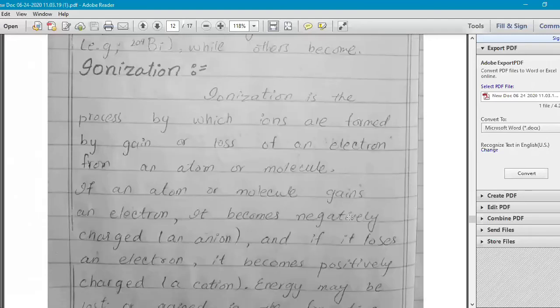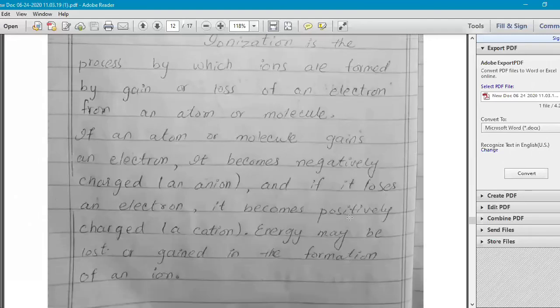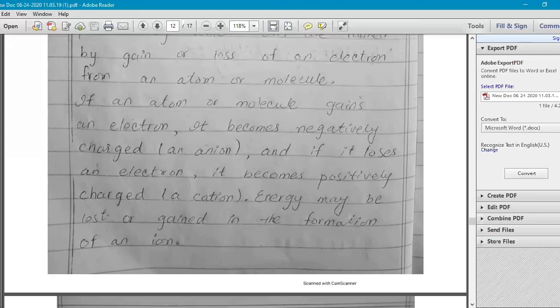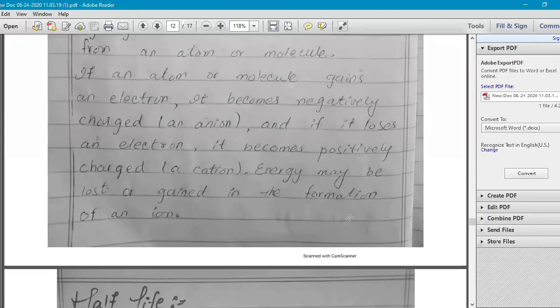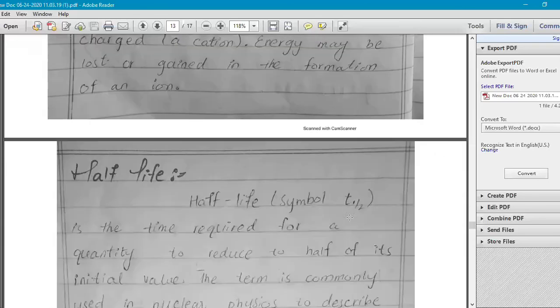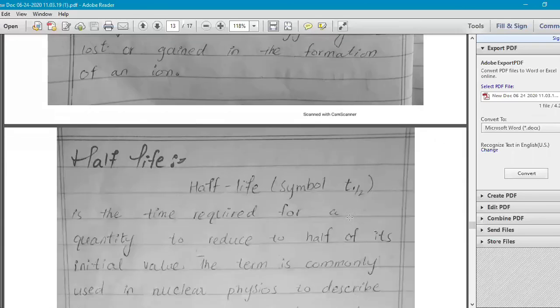Ionization is the process by which ions are formed by gain or loss of an electron from an atom or a molecule. If an atom or molecule gains an electron, it becomes negatively charged, and if it loses an electron, it becomes positively charged. Energy may be lost or gained in the formation of an ion.